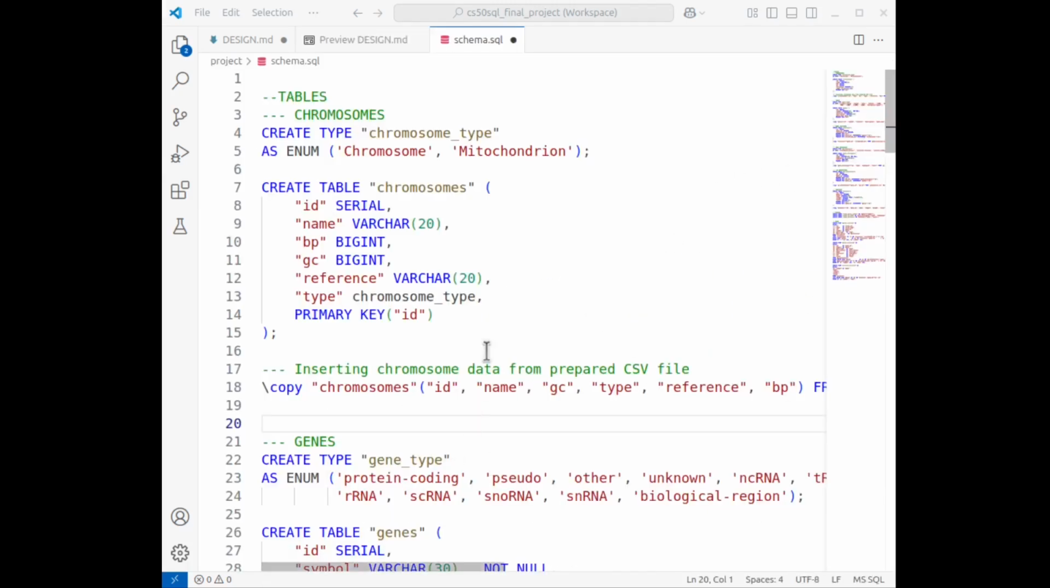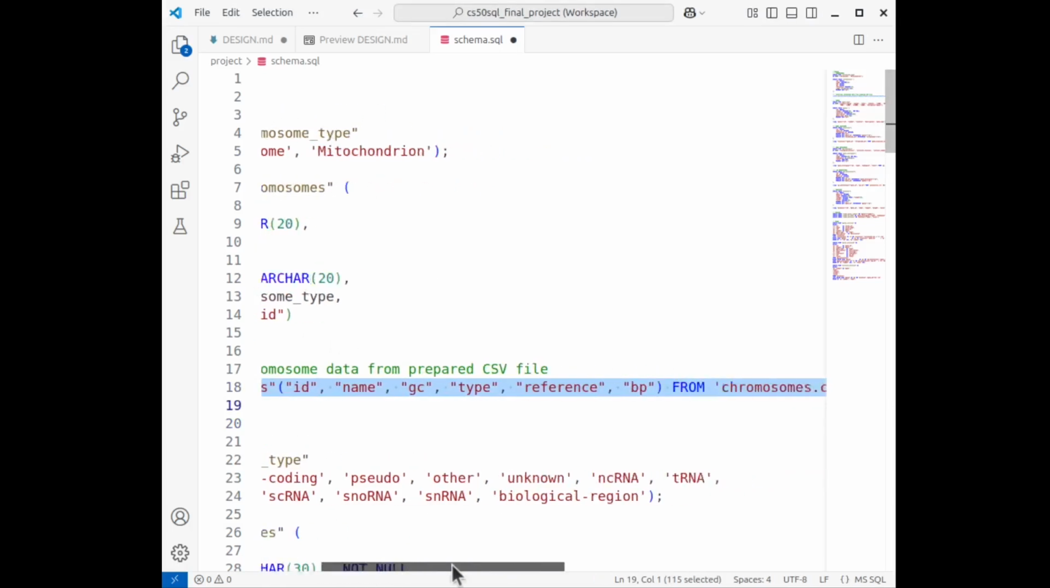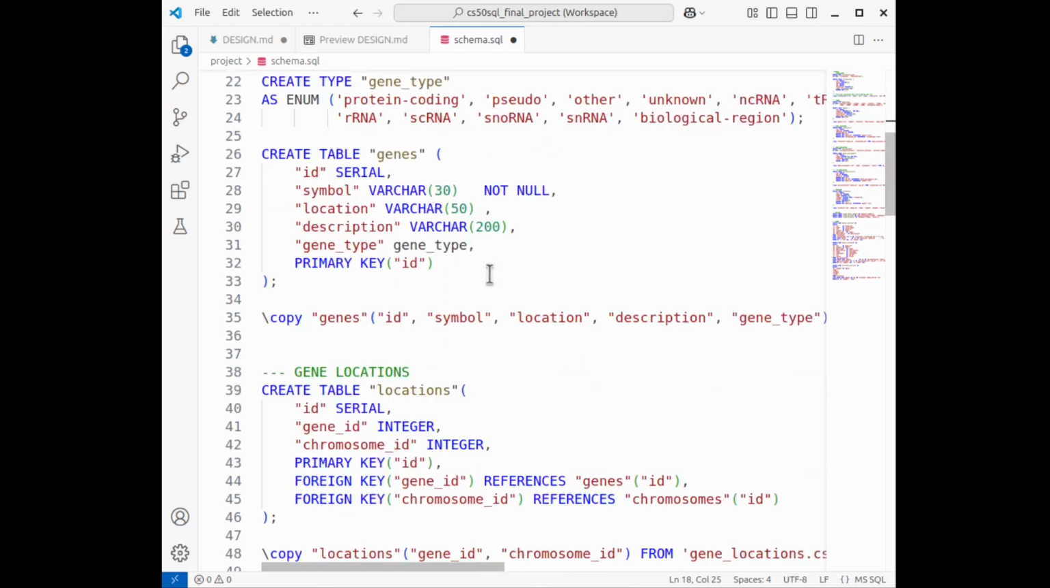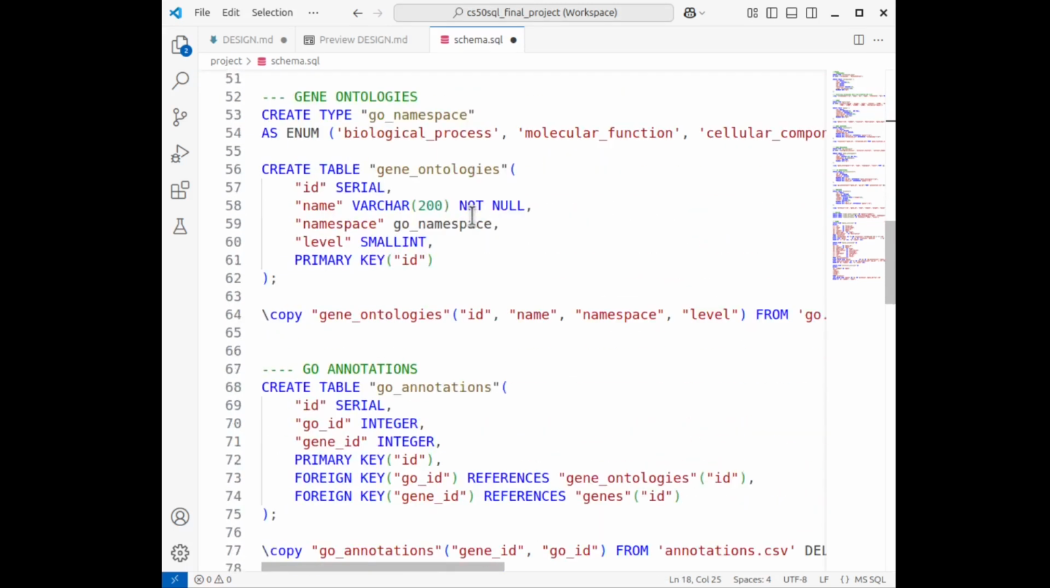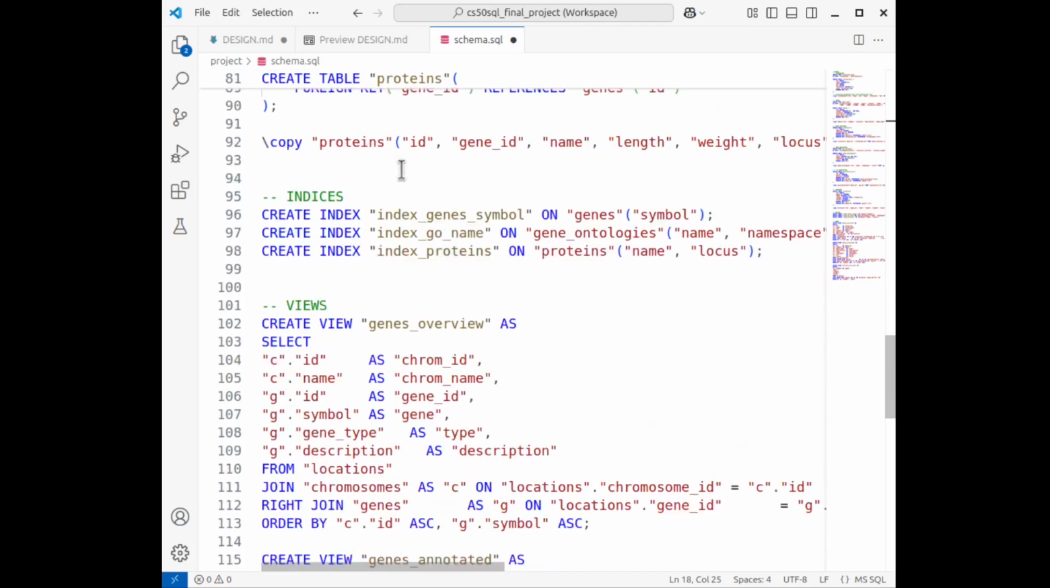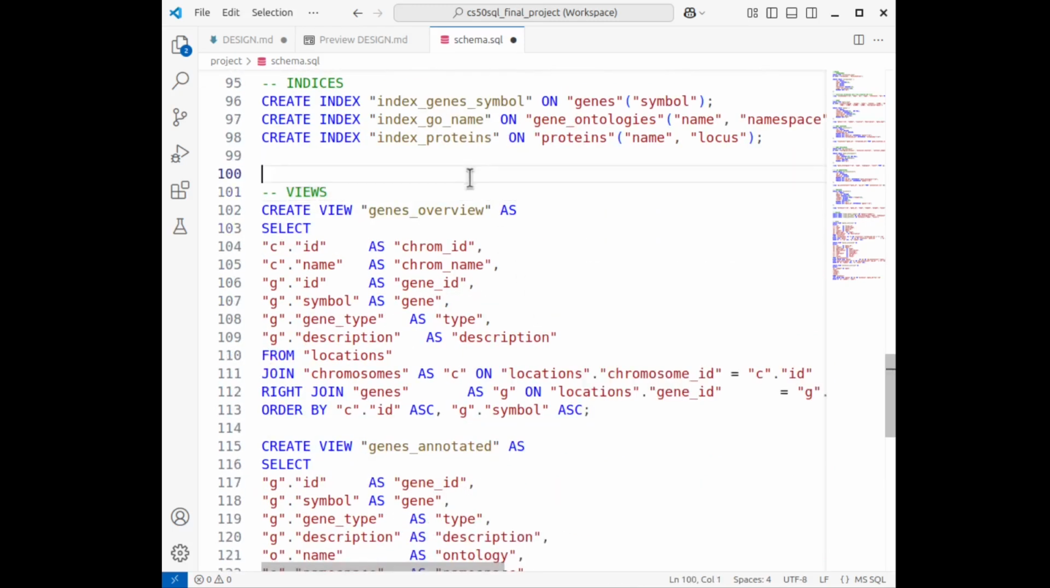Let's have a quick look at the schema.sql. Each table gets populated with data by importing from CSV files. Tables for chromosomes, genes, locations, gene ontologies, proteins, and so on. We also have a few indices. And we have some views, and they are very handy, basically.